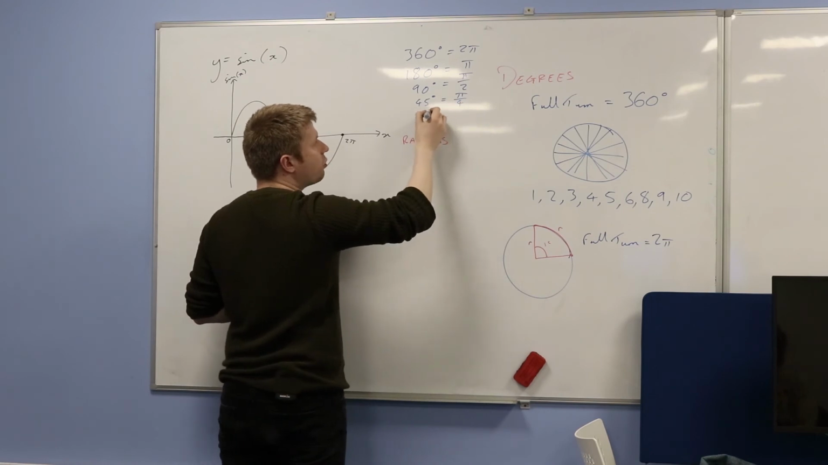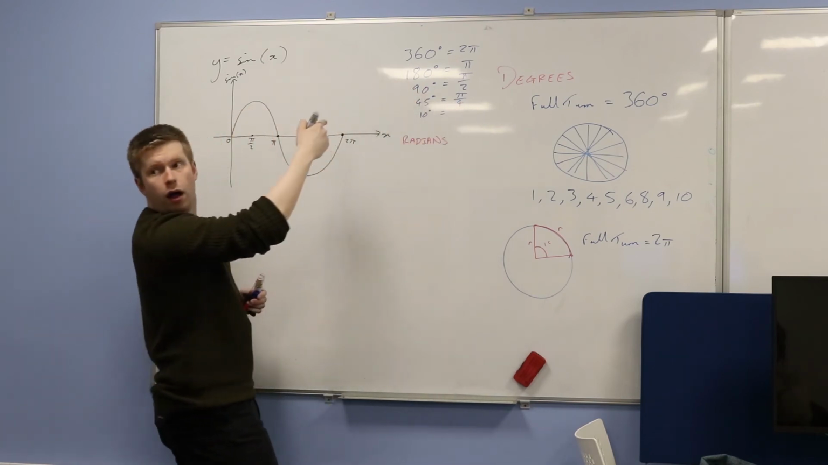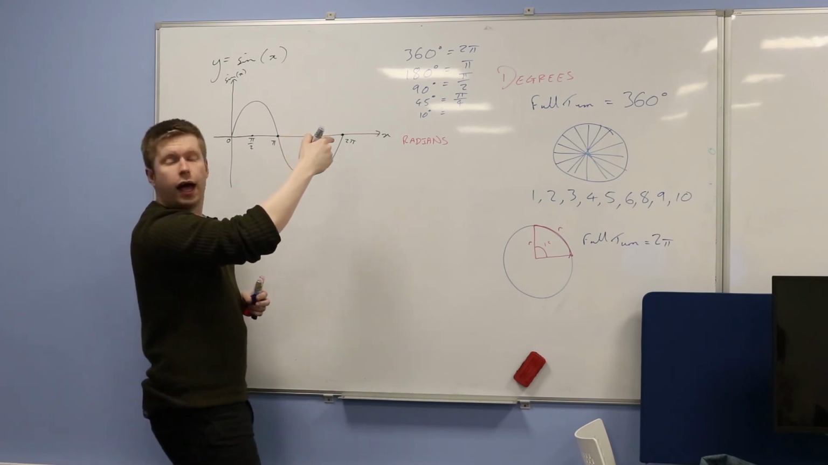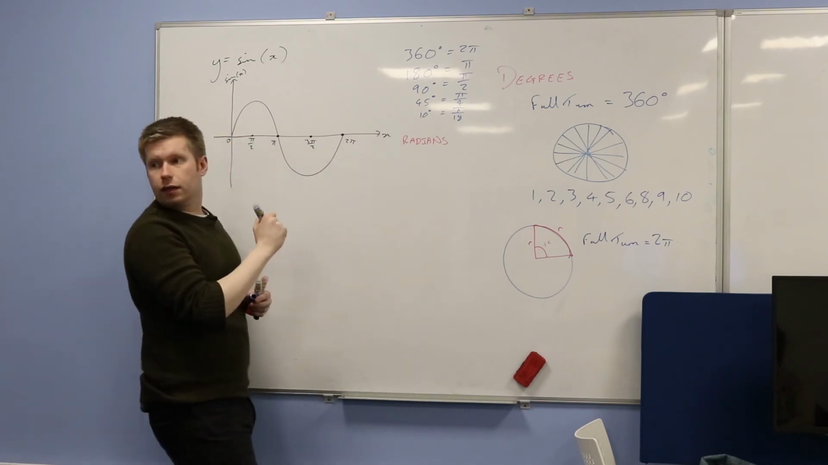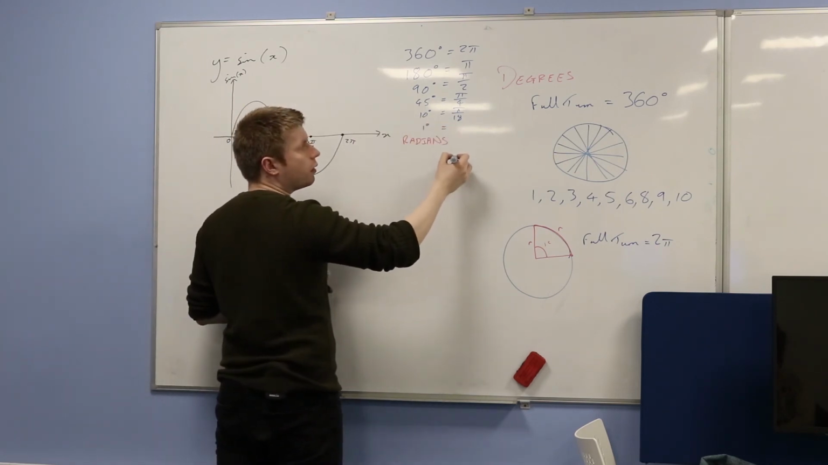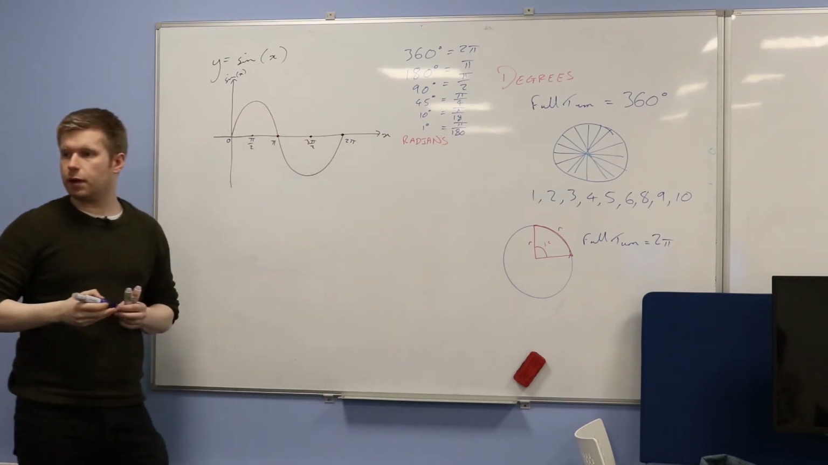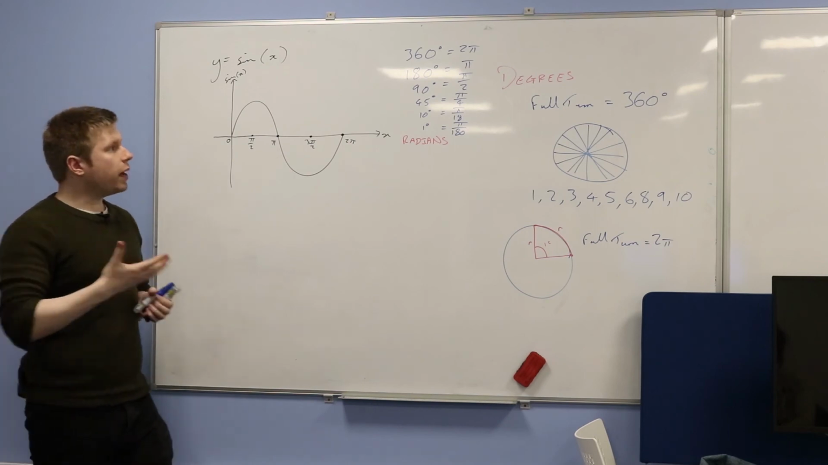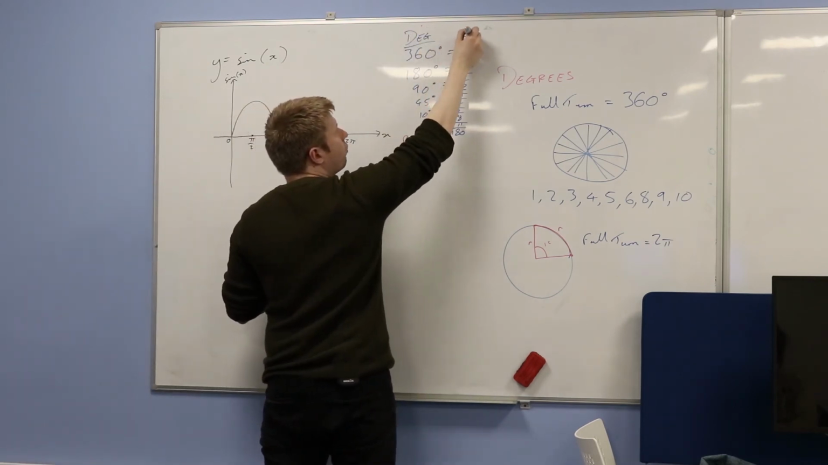If I wanted 10 degrees, what would that be? Pi over 18. I've literally had to take this and divide it by 18. What about 1 degree? Pi over 180. Does that make sense? That's fair enough. So basically on this side, I've got degrees, and this side, I've got radians.